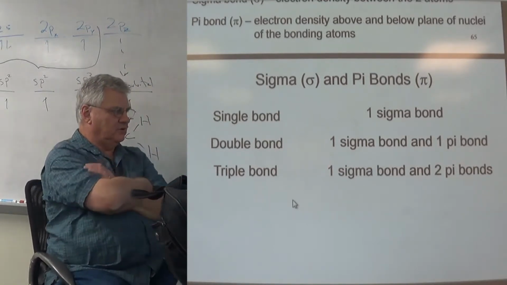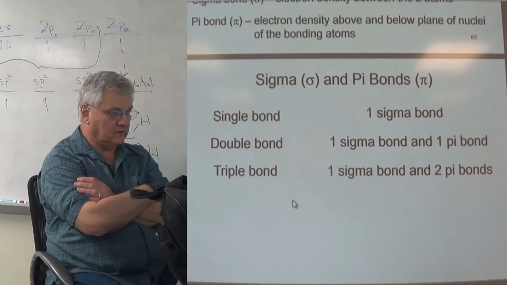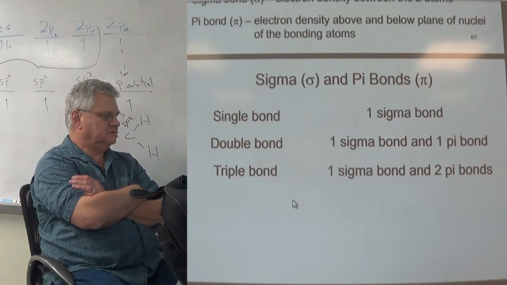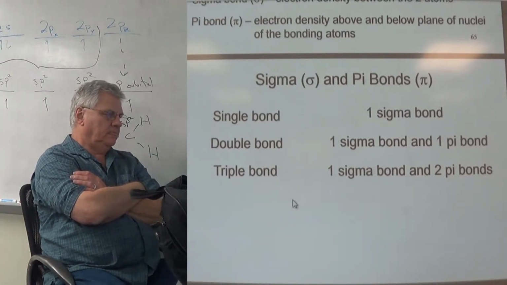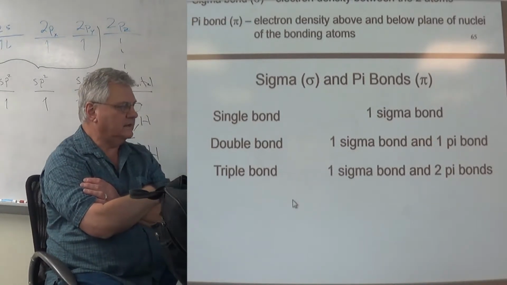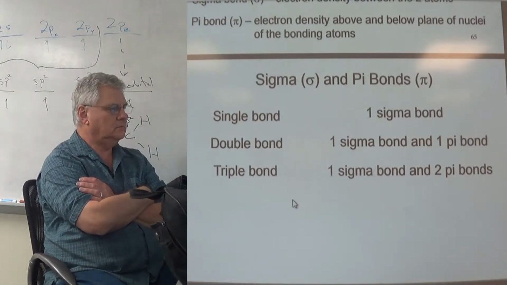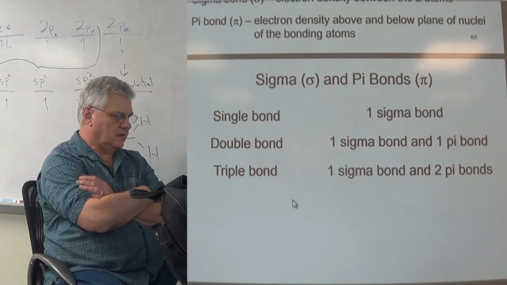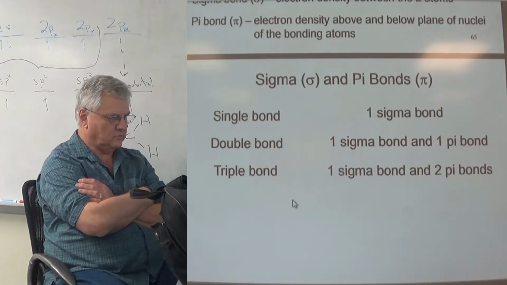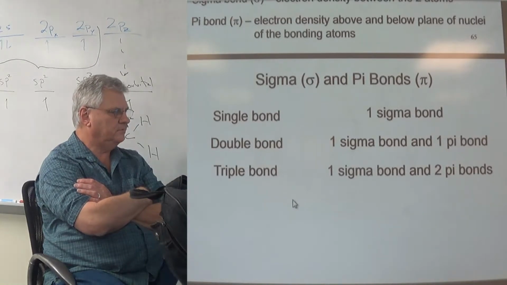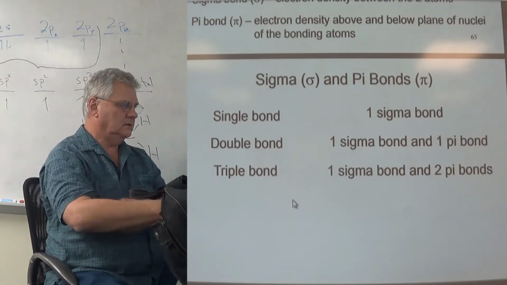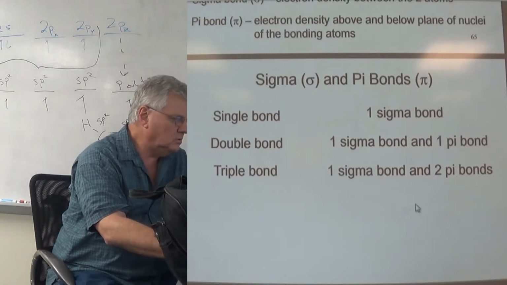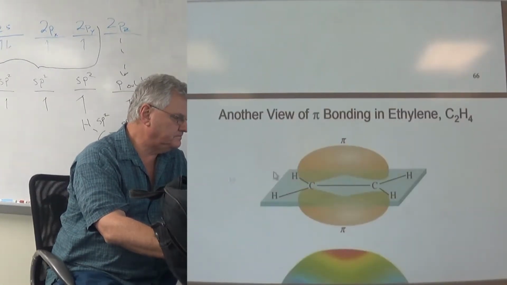Generally speaking, if you're looking at a specific bond involving carbon or oxygen or nitrogen, if you're looking at a single bond, it's going to be a sigma bond. If you look at a double bond, it's going to consist of 1 sigma bond and 1 pi bond. If you look at a triple bond, it's going to consist of 1 head-on sigma bond and 2 pi bonds.